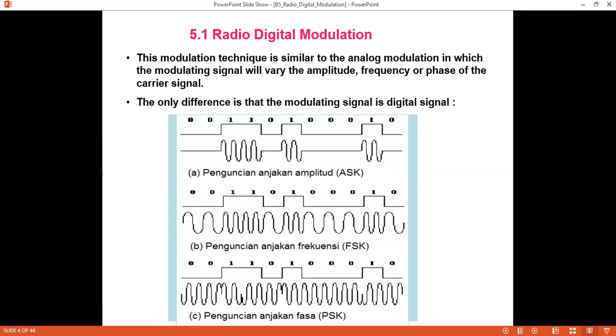If you notice, the changes to our carrier signal are simpler because they involve only two levels: two levels of amplitude, two levels of frequencies, or two levels of phase. Since we are only interested in this 0, low level, and 1, high level.